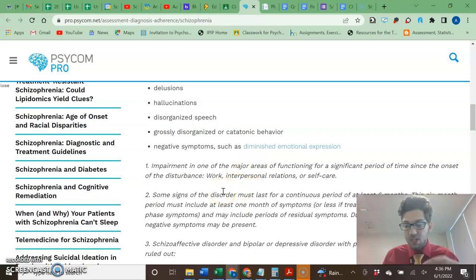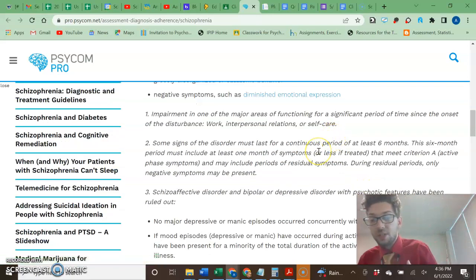So you have at least 2 of these for at least a month. Impairment is you have impairments in one of your areas. Mostly in the DSM, they look to distress. Are you feeling distressed by this disorder? And people with schizophrenia almost always are. And are you dysfunctional, right? Is it upsetting work, interpersonal relations, self-care? They have to be continuous over a period of 6 months, or at least some signs do.